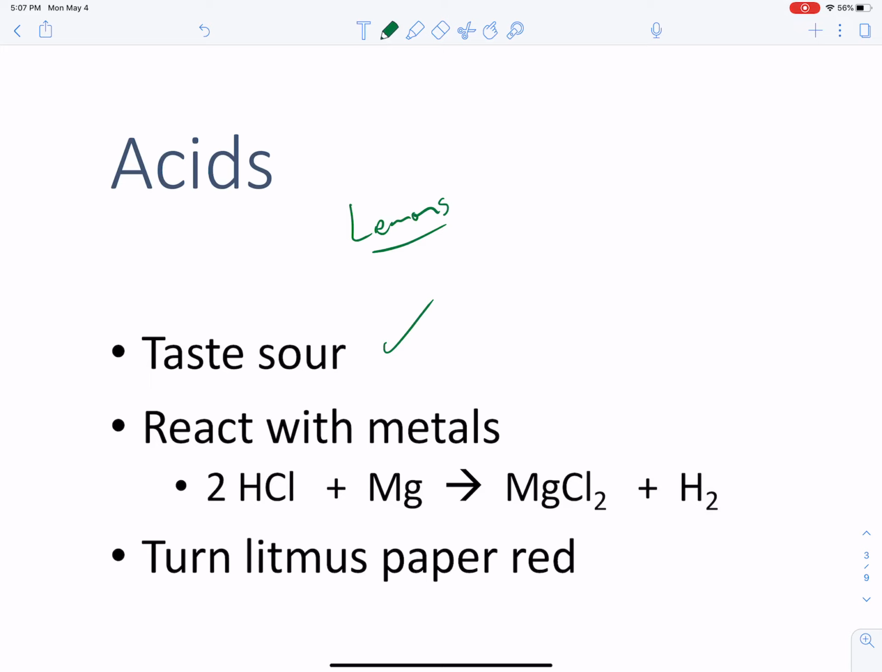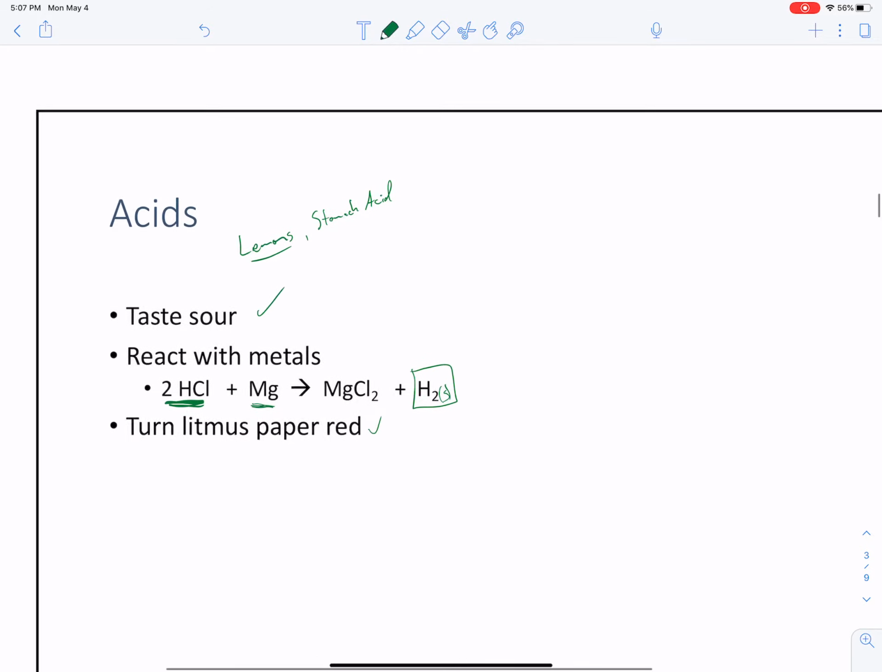So in the case of another example is stomach acid. Stomach acid is HCl. If we have HCl and we react it with some magnesium, we're going to form some magnesium chloride and some hydrogen gas. You can probably look up something similar on YouTube and watch them light the hydrogen gas on fire. It also turns blue litmus paper red.